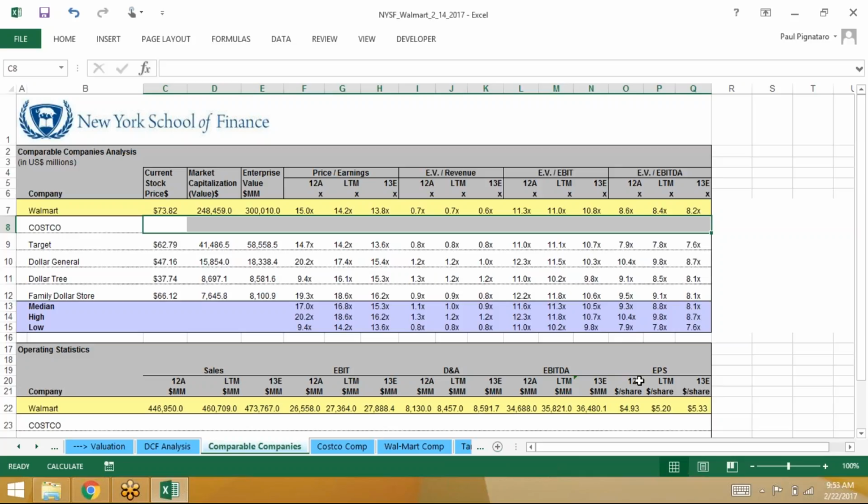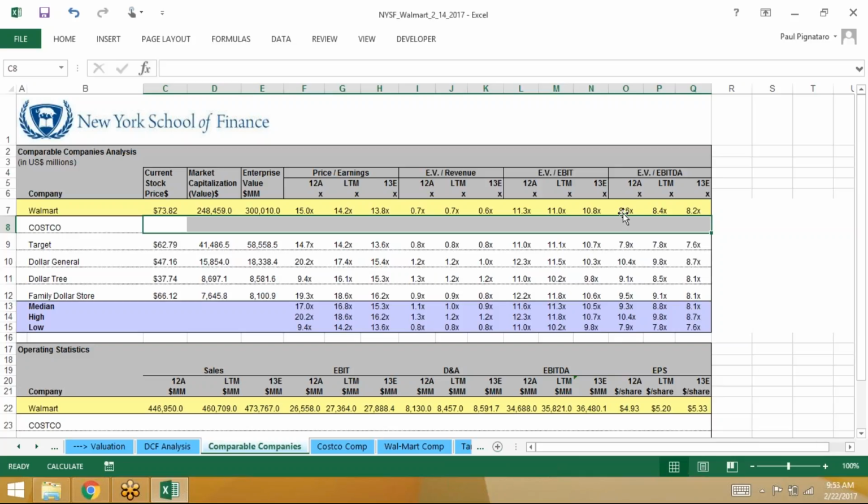what we want to do in the football field is take each of our three methods and draw out a range of multiples that we're going to apply to Walmart's multiple. So for example, in the comparable company analysis, what we're basically saying is if its competitors are trading at somewhere between 8 to 11, Walmart should be trading within that range. And you know what? It kind of actually does. It's at the low end of the range.